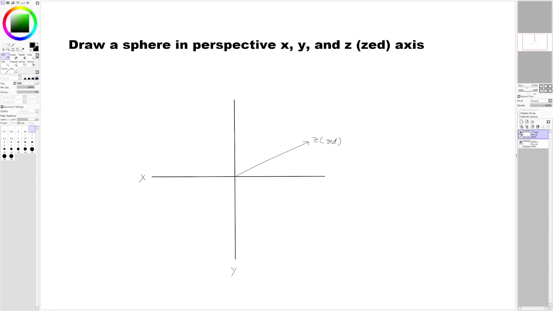I don't know. I believe people in certain other countries will say "zed" instead of "zee", but both are the same. Just know that. Okay, so we have a z-axis here. It could be here. It's pretty much a back dimension in 3D space.